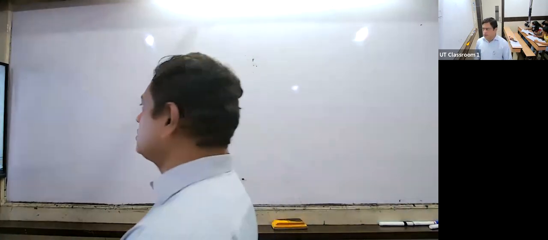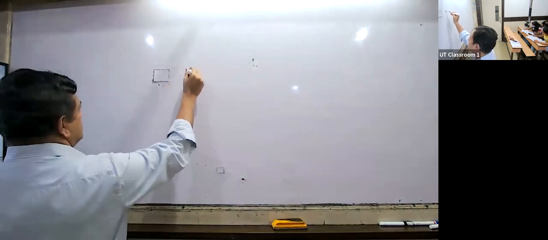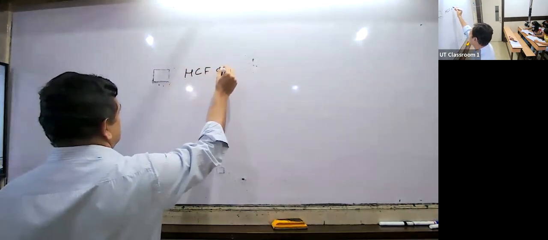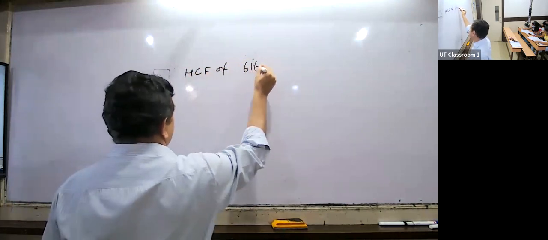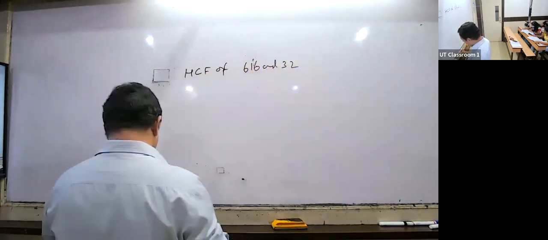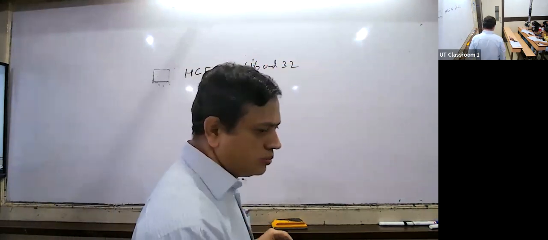The maximum number of columns in which they can march is the same as the HCF of 616 and 32. Find it out. Take division lemma, A is equal to 616, B is equal to 32. Nobody will shout the answer.